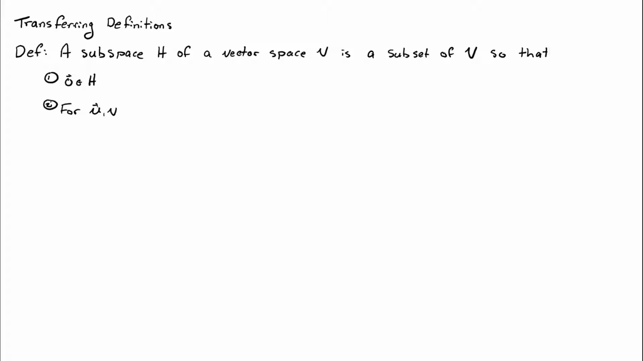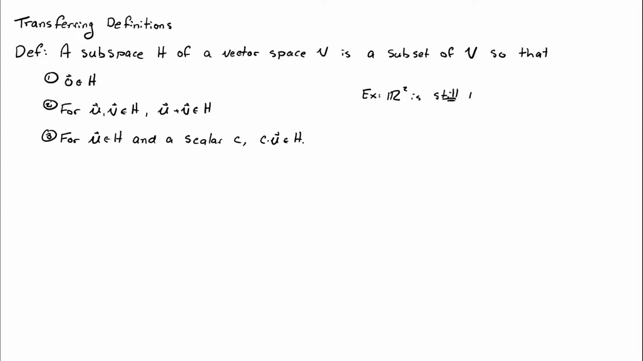A subspace H of a vector space V is a subset of V so that 1. The zero vector is in H, 2. For u and v in H, u plus v is in H, and 3. For u in H and any scalar c, c times u is in H. And this should look slightly familiar. It's literally the same definition as before. You're going to see a theme in this video.